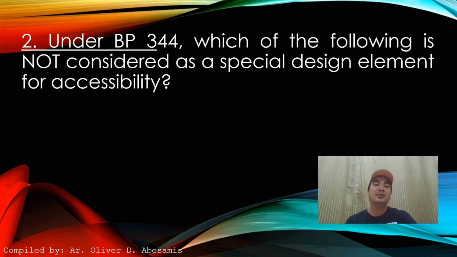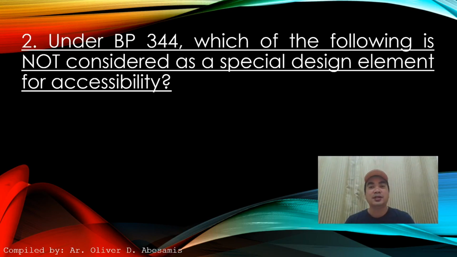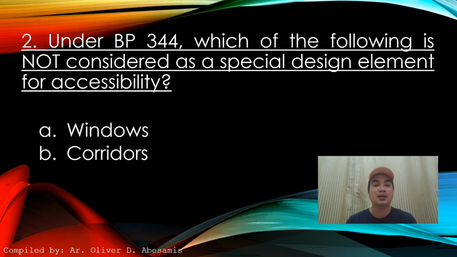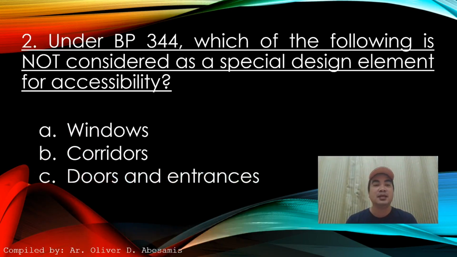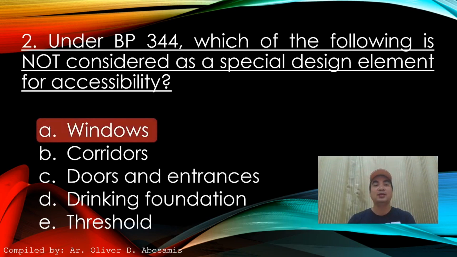Number 2, under BP344, which of the following is not considered as a special design element for accessibility? A. Windows. B. Corridors. C. Doors and entrance. D. Drinking fountain. E. Threshold. Answer? A. Windows.